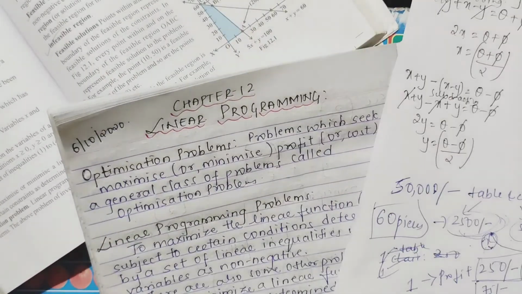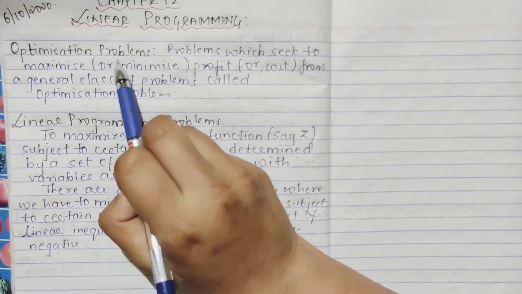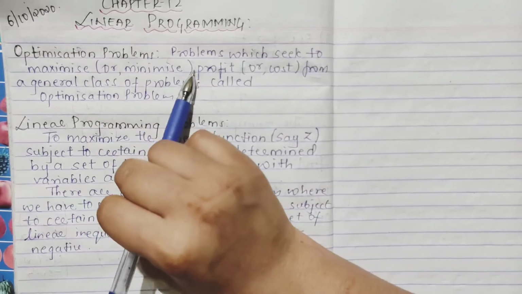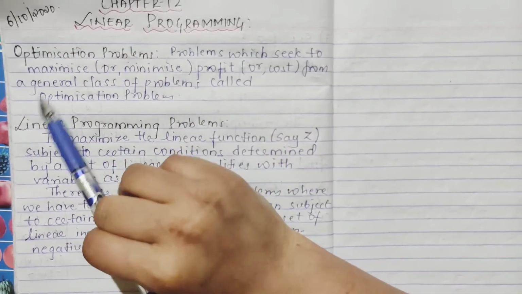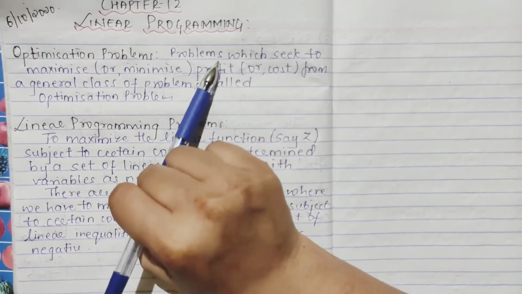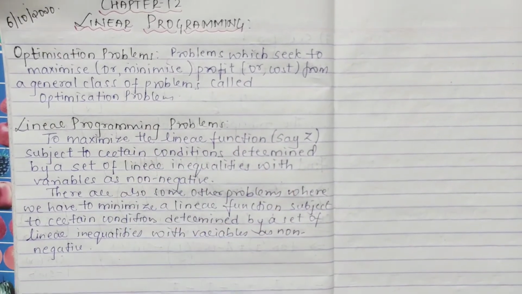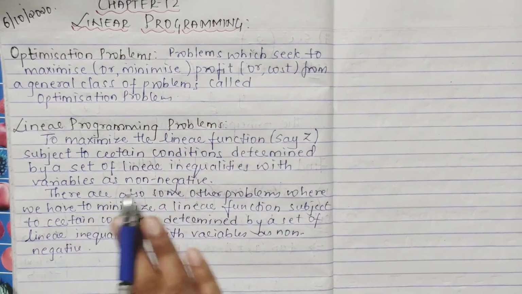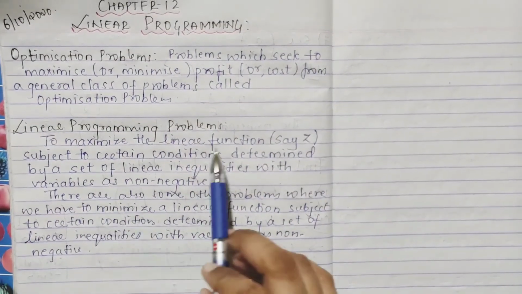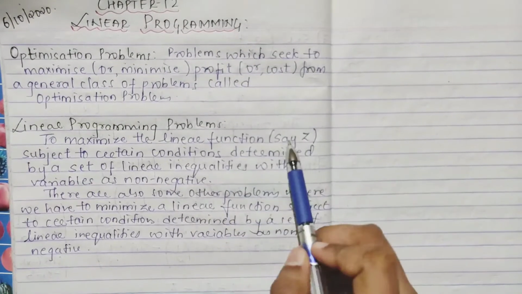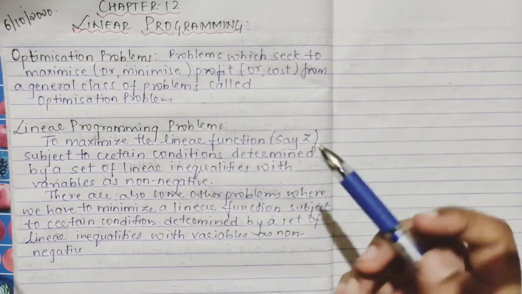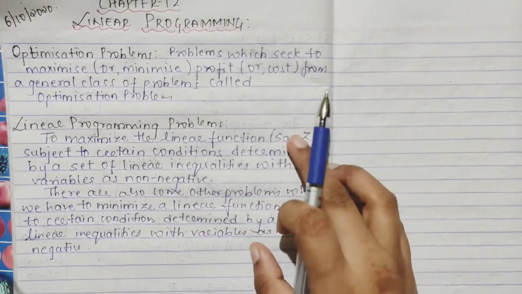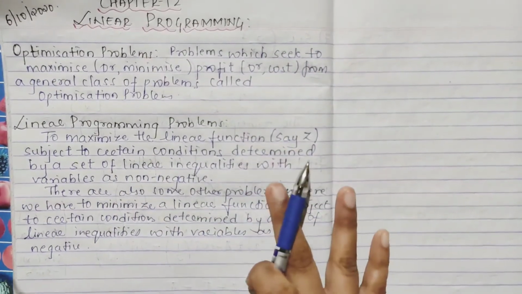Okay, so there are some points. Optimization problems: this linear programming is also called an optimization problem. Problems which seek to minimize or maximize profit or cost from a general class of problems, whatever they have given, are called optimization. And linear programming, as I have explained, is to maximize the linear function. I have taken here Z. If you don't write it also it is okay, because in the definition they ask Z. Just in terms of that example which I showed you, I wrote it.